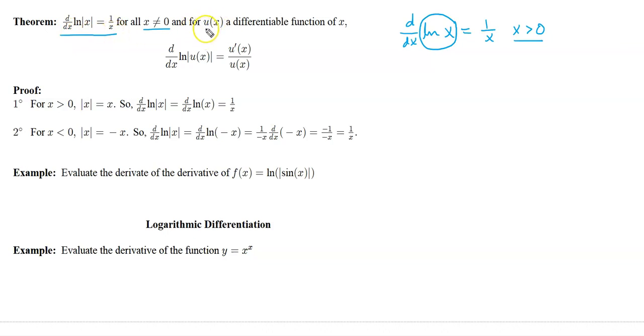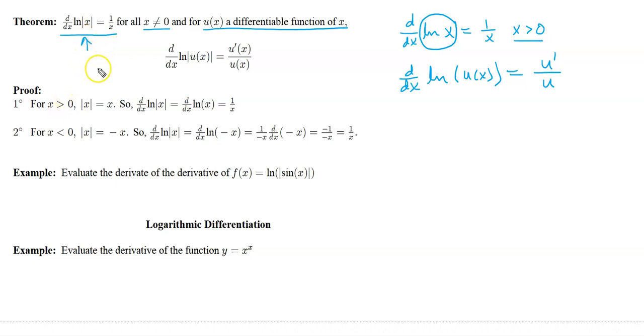In addition, if u is a differentiable function of x, then we have that the derivative of the natural log of the absolute value of u is still u prime over u. Recall we had a result previously that said that this was u prime over u, but we can extend this result by putting absolute values around the u, and we still get the same result. So let's take a look at the proof of this. We're just going to prove this part right here.